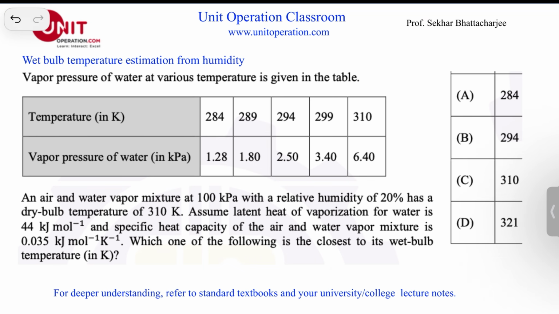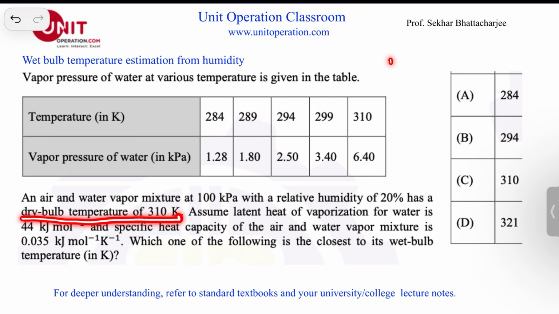Vapor pressure data for water at various temperatures are given. We'll come to this later on. And an air water vapor mixture at 100 kilopascals, approximately one atmosphere. One atmosphere is equal to 101.3 kilopascals. So this is approximately one atmosphere, with a relative humidity of 20%, and a dry bulb temperature of 310 Kelvin.